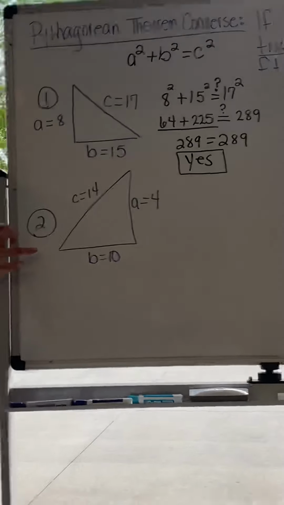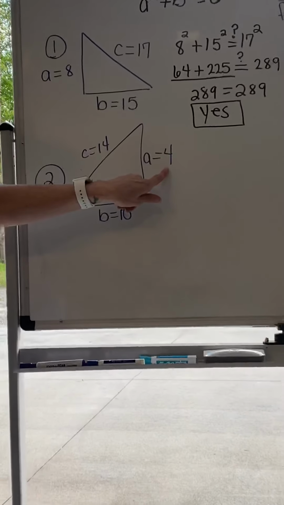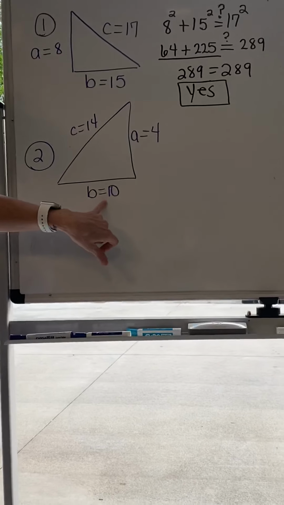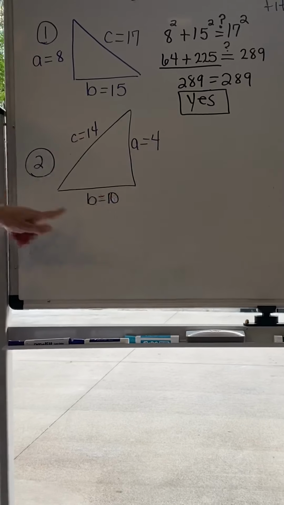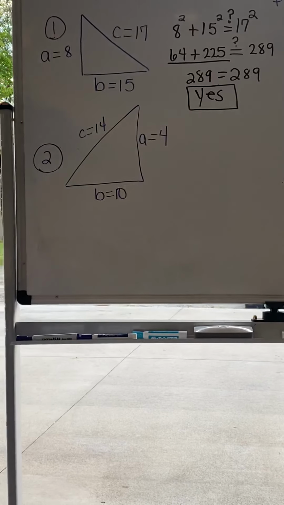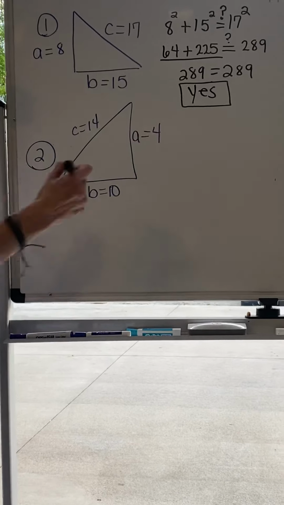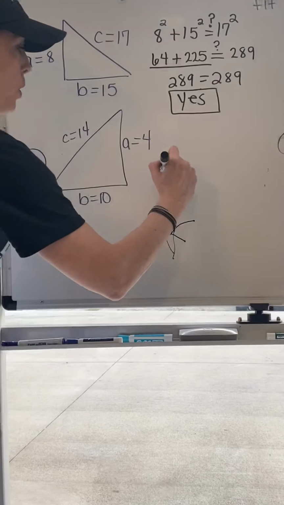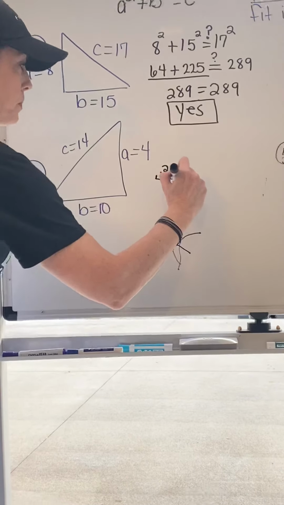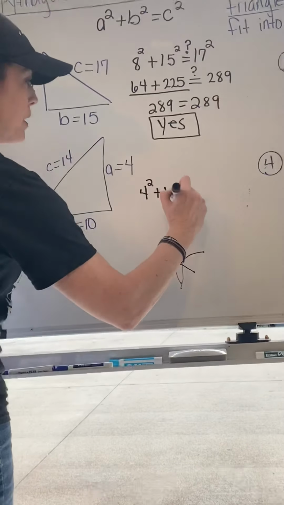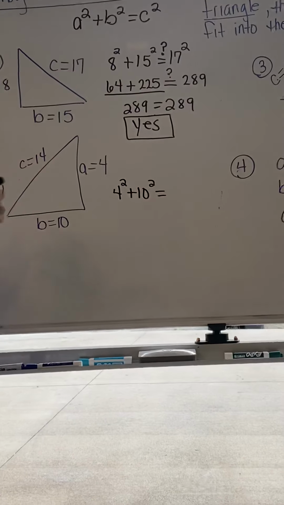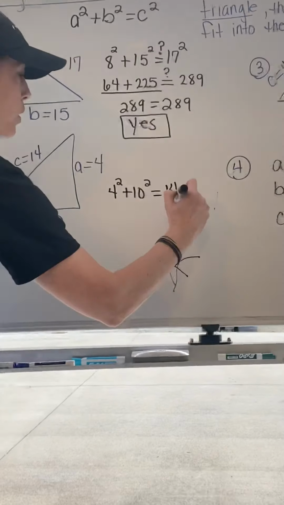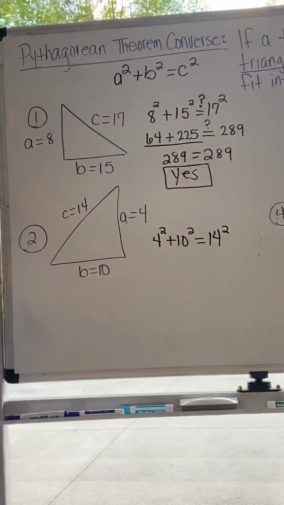All right, we're going to do the same thing for number two. It tells me that this side is A and it's 4. This side is B, it's 10. This side is C and it's 14. So I'm going to drop those values into the Pythagorean theorem and test it to see if it works. If A is 4, I'm going to do 4 squared. If B is 10, I'm going to do 10 squared. And according to the Pythagorean theorem, if it's a right triangle, that has to equal 14 squared, or c squared.